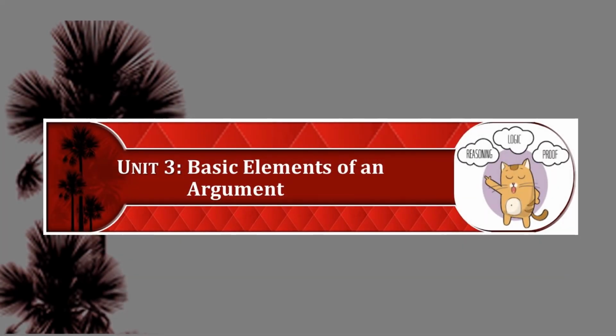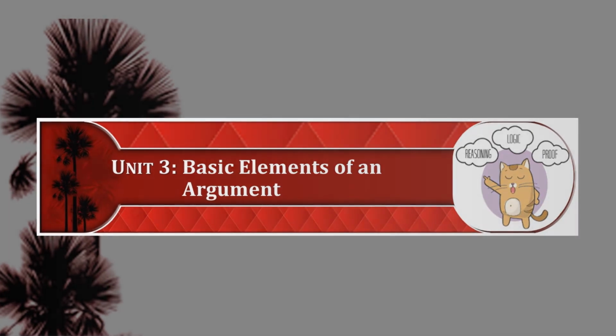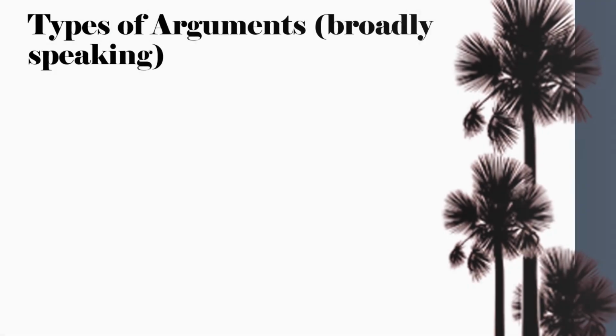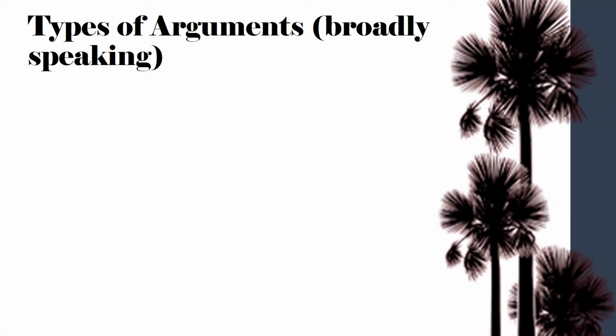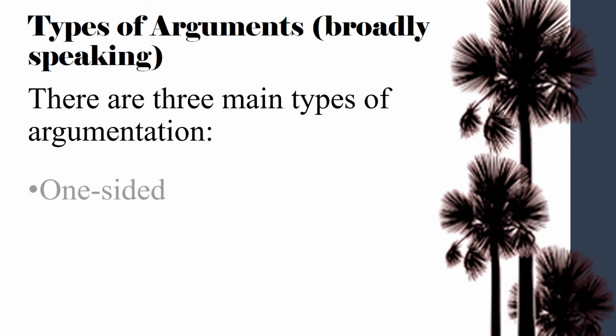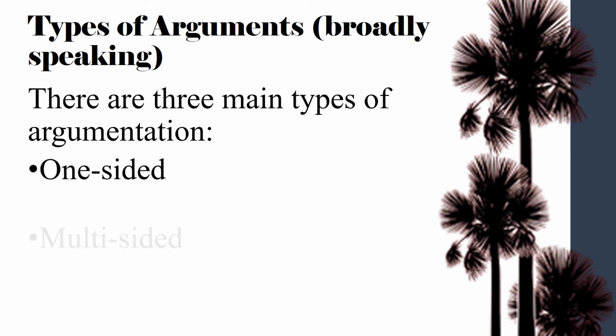At this point, you are almost ready to put your first mark on a page. Before you do, however, let us examine the basic types and elements of any argument. There are three types of arguments, broadly speaking: one-sided, multi-sided, and dialogic.